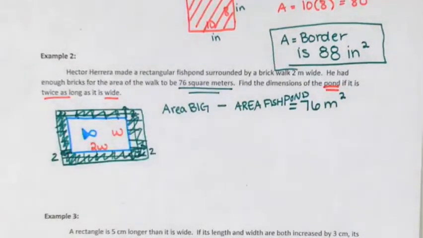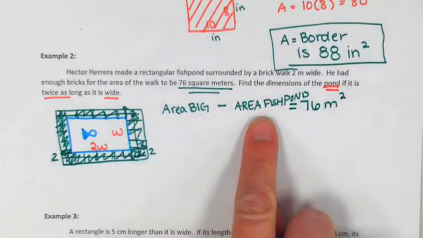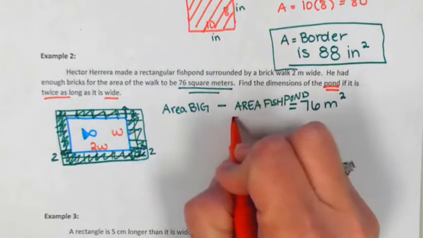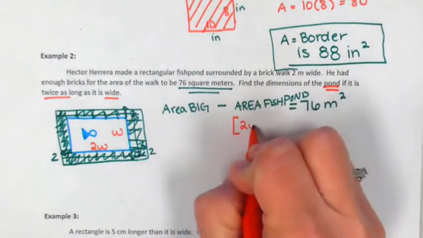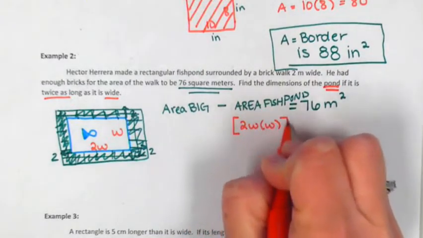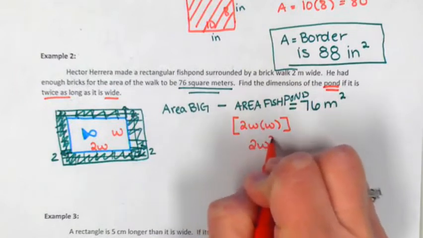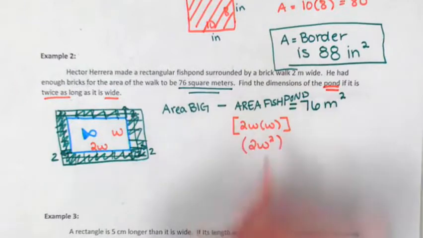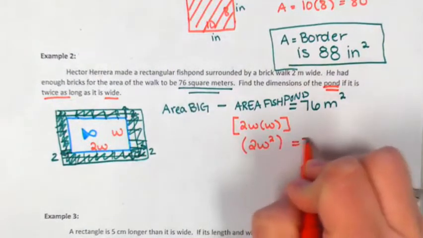So I have my length and my width of my fish pond. So can I go ahead and find the area of my fish pond? Yes. What is the area of my fish pond? 2W times W, which is 2W squared. Good. Are you guys okay with that? We know that equals 76.